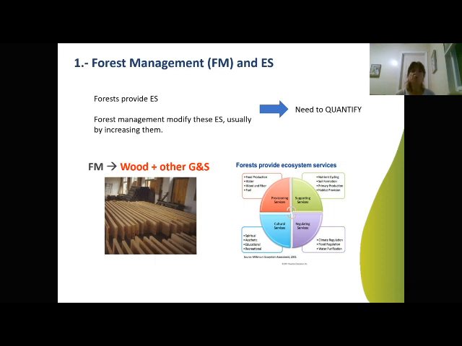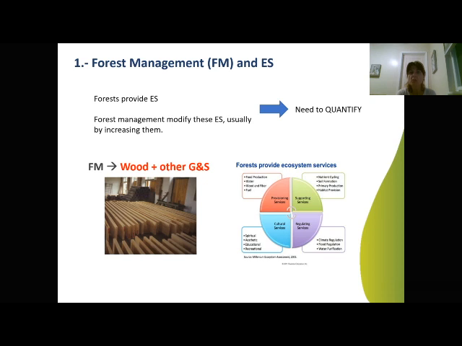We know that forests provide several ecosystem services: water, carbon sequestration, biodiversity, landscape value, and so on. And when we manage a forest, we usually modify this ecosystem services provision. And if we do it properly, we probably will increase the ecosystem services provisioning. But we don't know. I mean, we have no idea how. We don't have the numbers of the initial or of the managed forest ecosystem services provisioning.